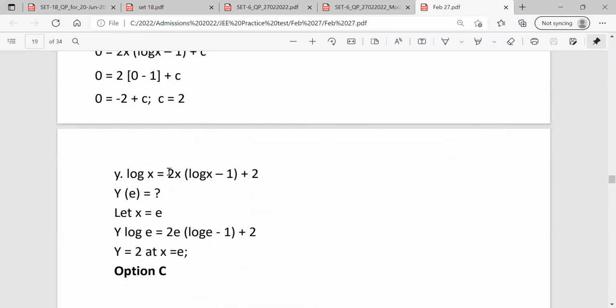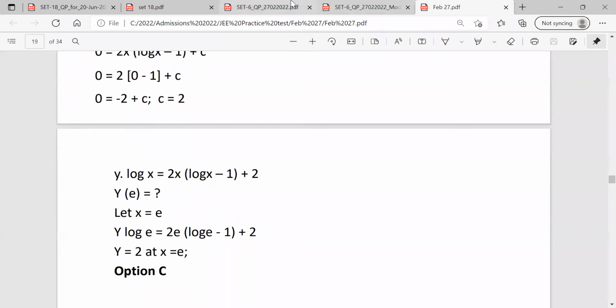So once c is 2, we'll substitute this value in the solution. That is y log x equal to 2x log x minus 1 plus 2. Then when we are substituting x equal to e, we can find the value of y. In the question, it is asking us to find out y of e. So when x equal to e, we have y log e is equal to 2e log e minus 1 plus 2. So we have this value as y is equal to 2 at x equal to e.